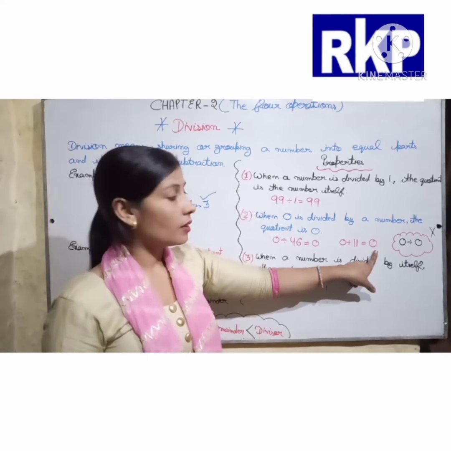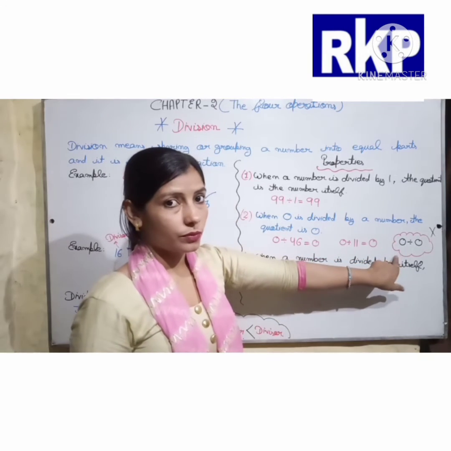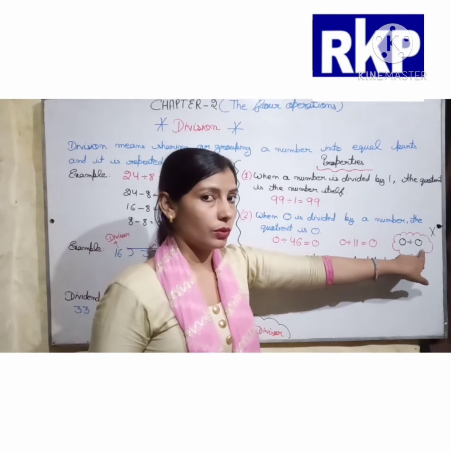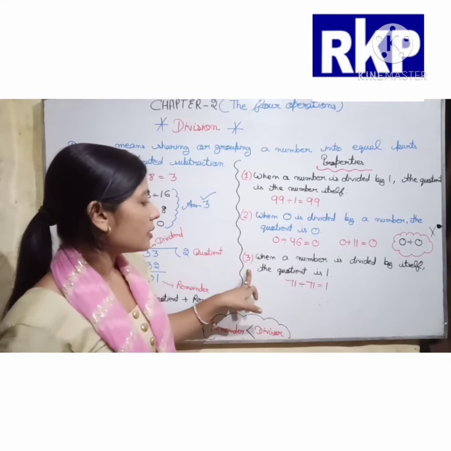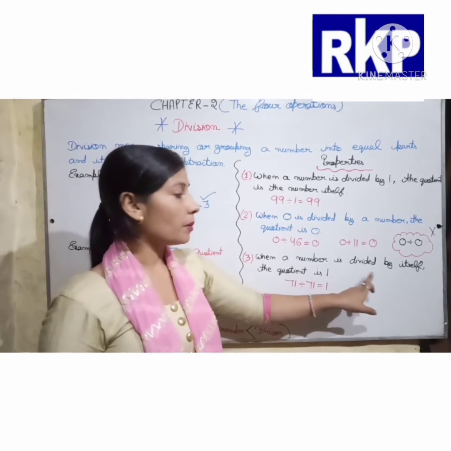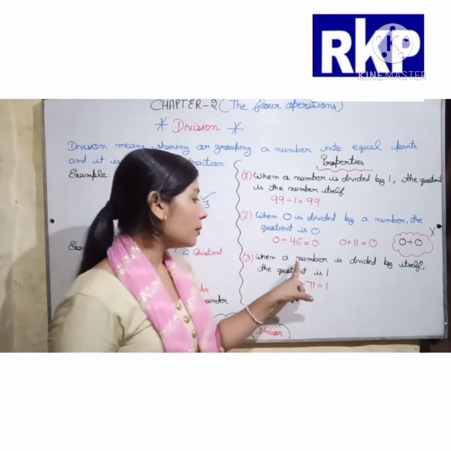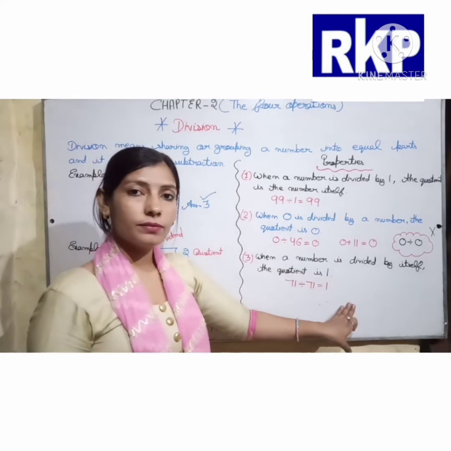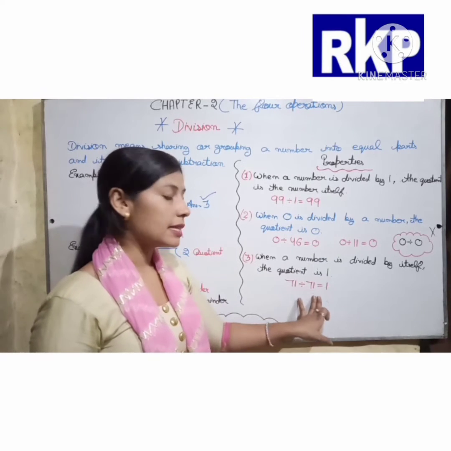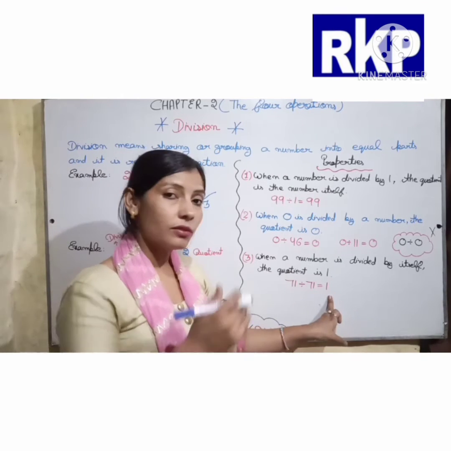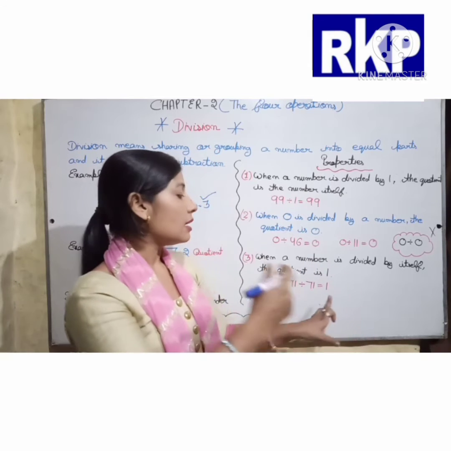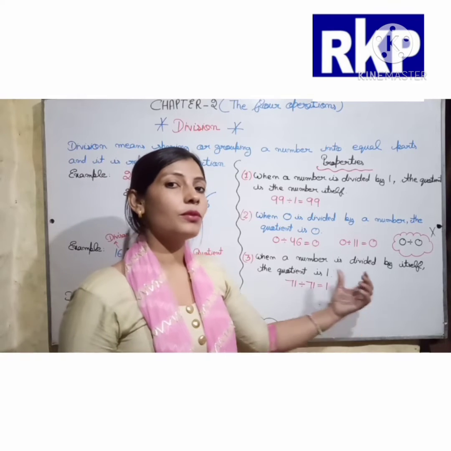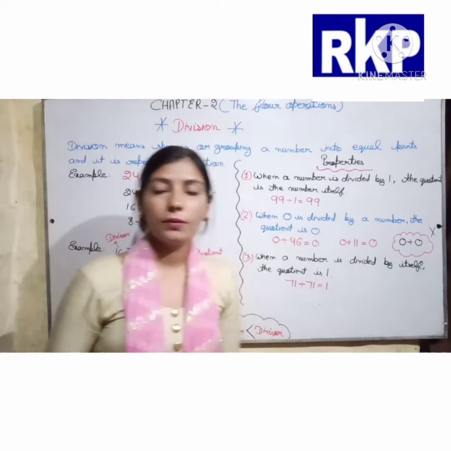But students, keep this thing in your mind also, that we cannot divide 0 by 0. Okay. Now next is when a number is divided by itself. When a number is divided by itself, then the quotient is 1. If we divide 71 by 71, then we get 1 as the quotient. If we divide 60 by 60, then also we will get 1 as the answer. Okay.